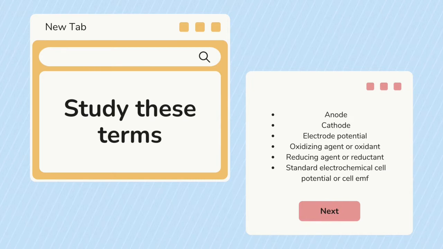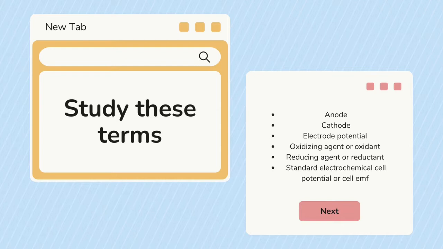Again, we have here the terms we're going to encounter as we go on to our discussion. In this module, you will encounter these important terms later on. The first one is the anode. The anode is the electrode where oxidation occurs and where electrons are given up to be transferred to the cathode. The cathode, on the other hand, is where the reduction occurs or where the electrons are accepted.